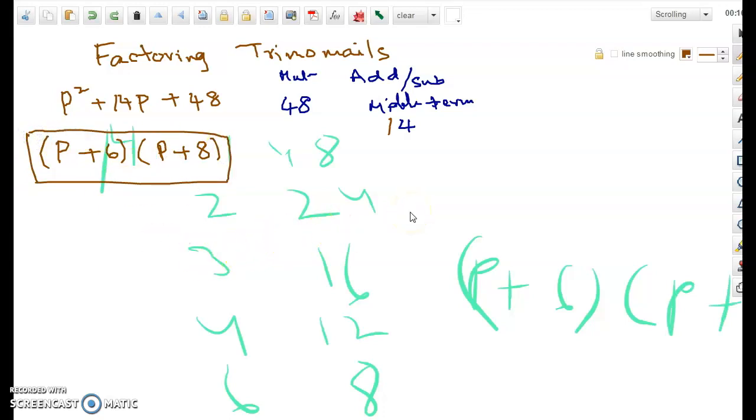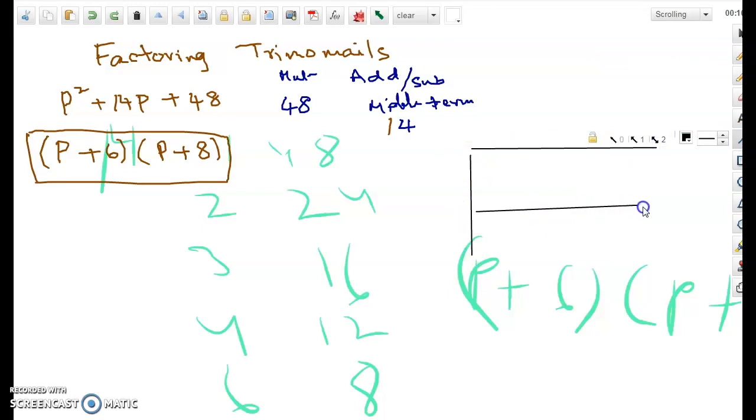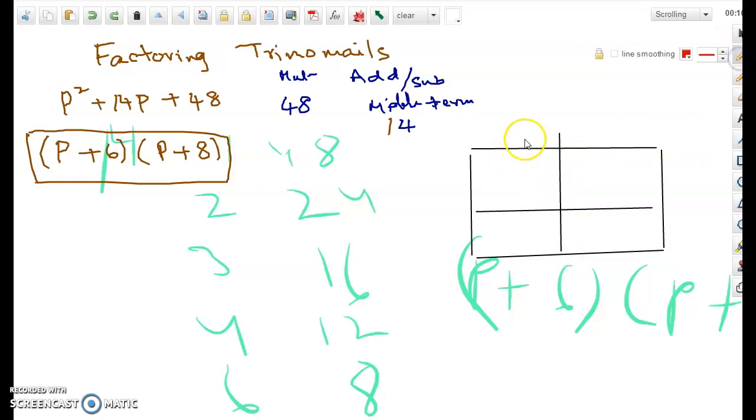Okay? Very good. So I'm going to show you a different method on this one. In this method, I'm going to use a little bit of the box. Basically all of them are the same, we're just doing it in a different way. When you look at this box, you're going to write the p squared, which is the first term, and the last term, 48. p squared I can write as p times p, and 48 I can write as 6 times 8.